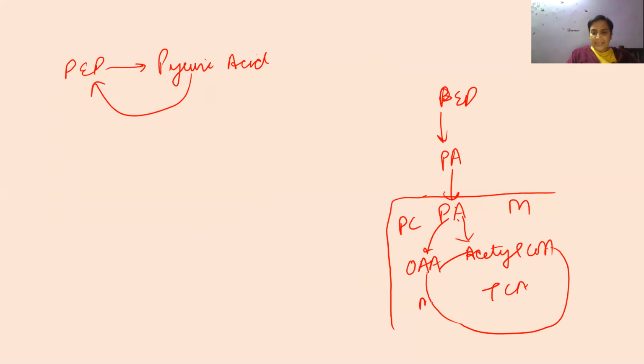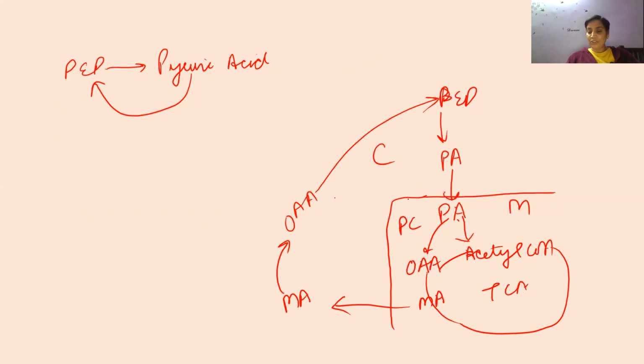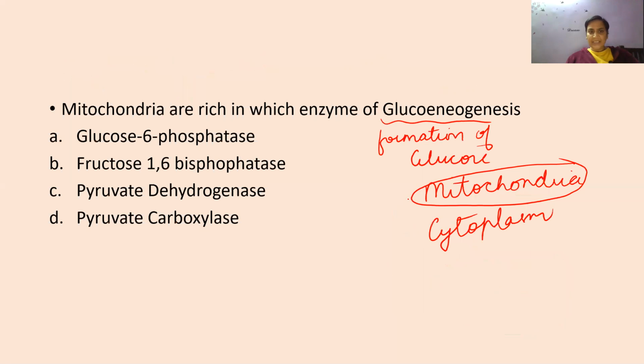Then this oxaloacetic acid is converted into malic acid, as oxaloacetic acid is impermeable to the mitochondrial membrane. Malic acid will be transported here, where it will be converted into oxaloacetic acid, and then PEP will be produced. So this reaction takes place in the cytosol. So overall, if we see all the steps of gluconeogenesis, only pyruvate carboxylase is the one which takes place in the mitochondria. Right, so let's see the question. Glucose 6-phosphatase is not present in mitochondria. Fructose is again in the cytosol.